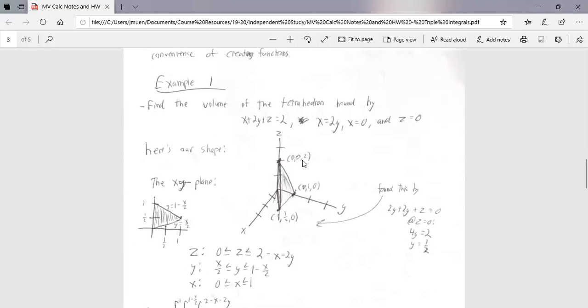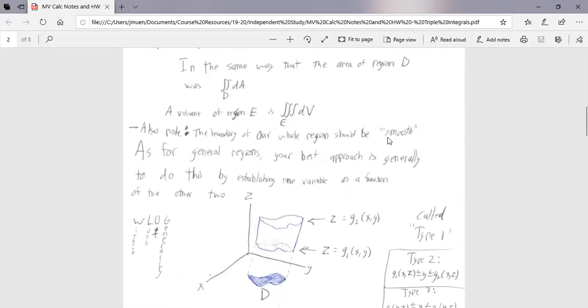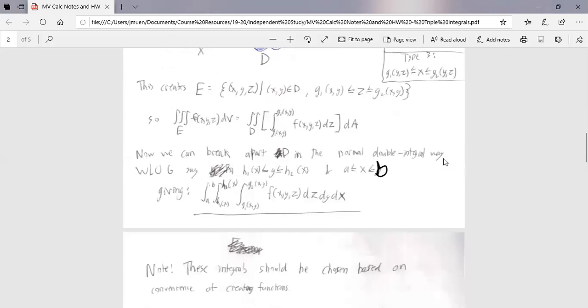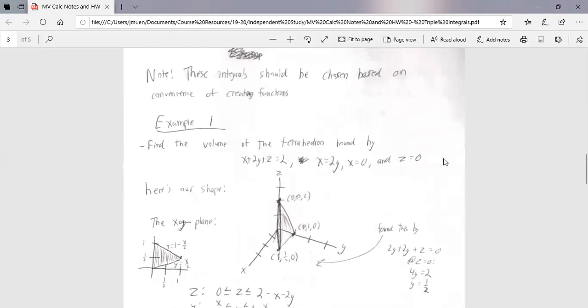So it really depends on what's easiest. Here's a quick example. This one's pretty simple. Let's find the volume of the tetrahedron bound by x plus 2y plus z equals 2, x equals 2y, x equals 0, and z equals 0. Do note that when we look for the volume of a region, it's just the triple integral of dv. There's no function, right? It's just a function of 1.